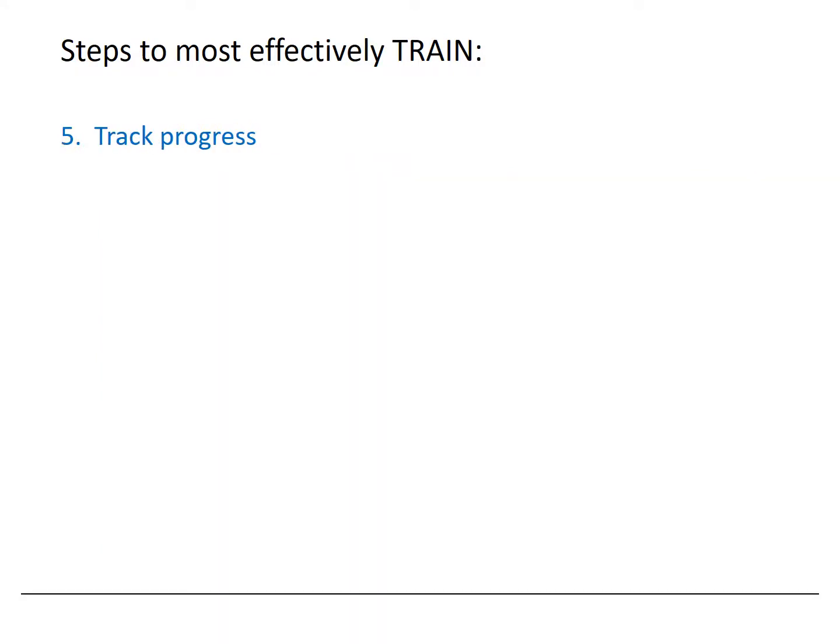The final step of the training process, step 5, is actually a step that occurs throughout the process, not just at the end. Step 5 is to track progress. I have put it at the end because the most important function of this step is to clearly denote the point at which an employee is officially considered trained.